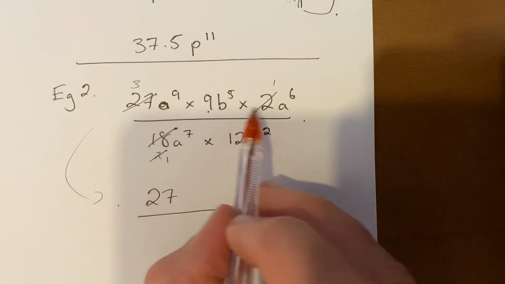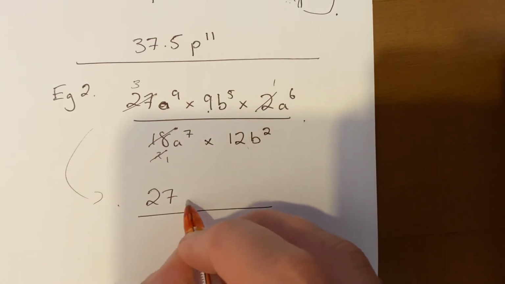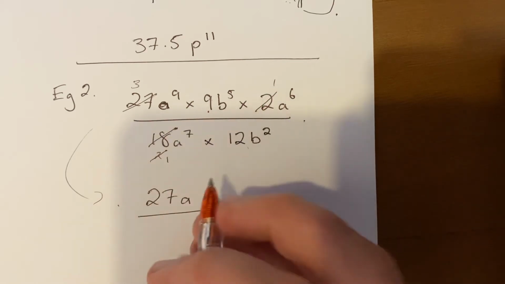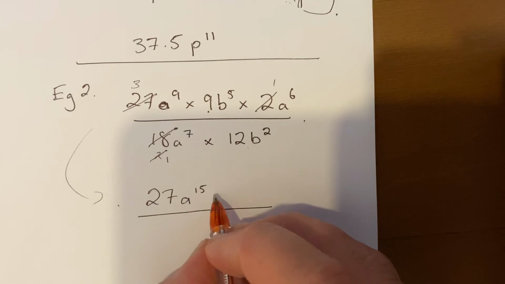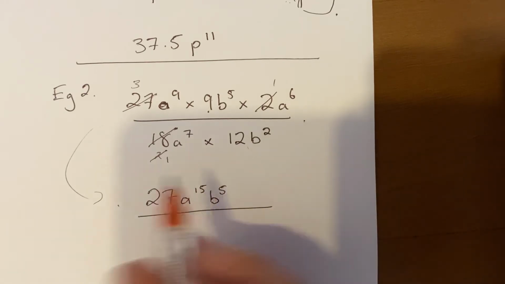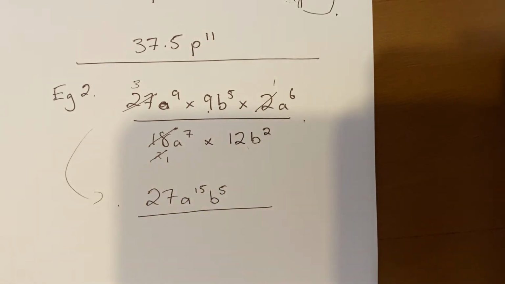So a to the power of 9 and a to the power of 6. Multiplying rule, I would add 9 and 6 to get 15. b to the power of 5 is just b to the power of 5. So I'll leave it. If they're different letters or different numbers, we can just leave it and keep them separate.